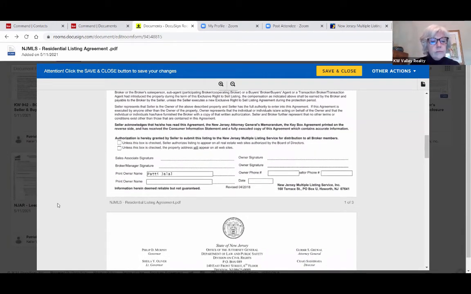So authorization is hereby granted by seller to submit the listing to the New Jersey Multiple Listing for distribution to all broker members. Unless this box is checked, the seller authorizes the listing to appear on all the websites. And unless this box is checked, the property address will appear on all websites. So you just leave them blank because you want the address to appear, because especially when you have open houses, right?